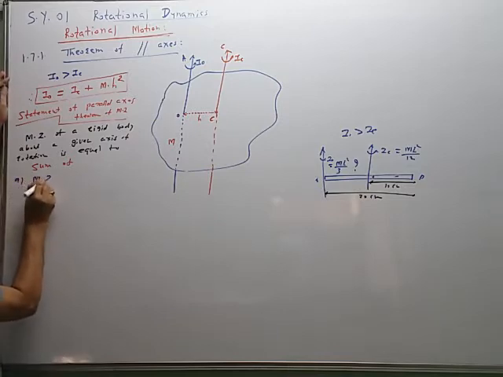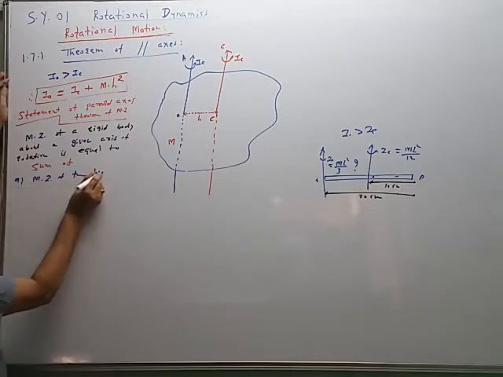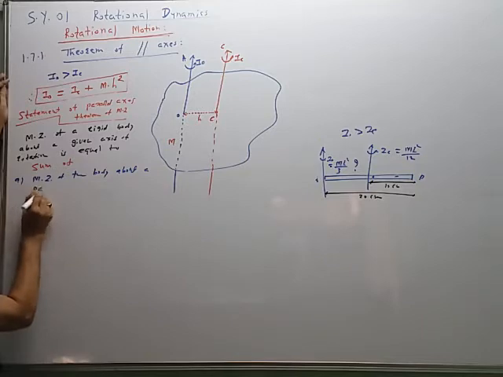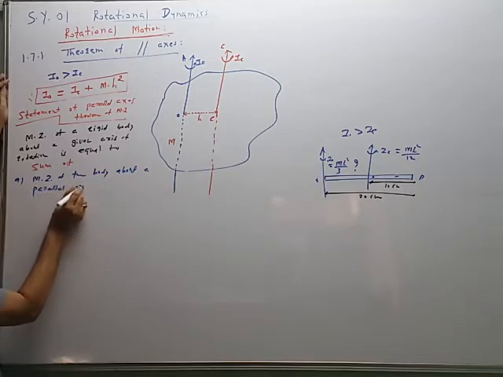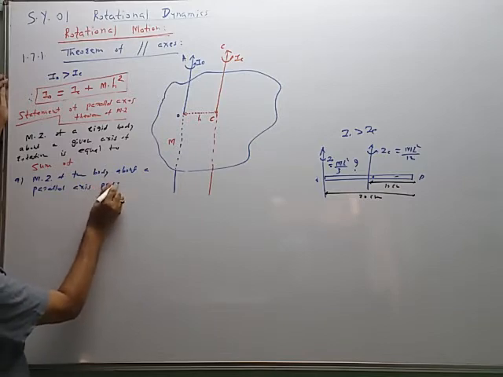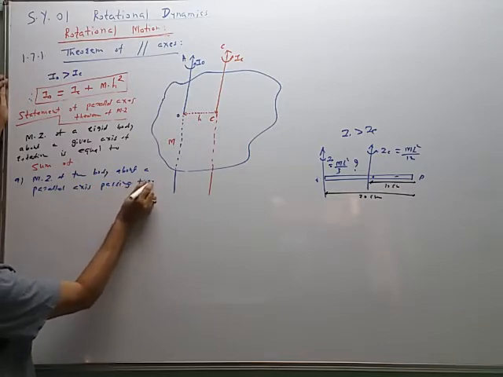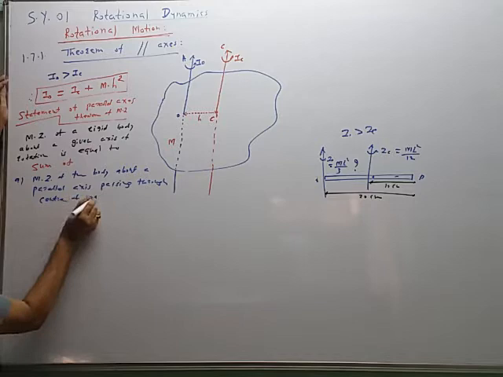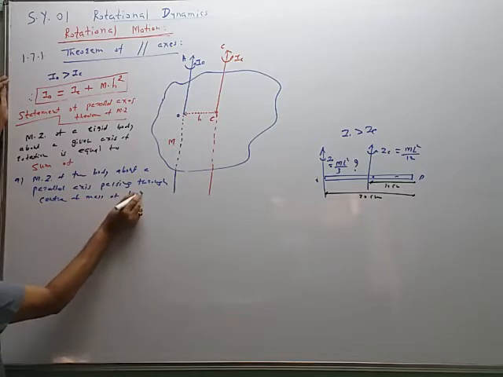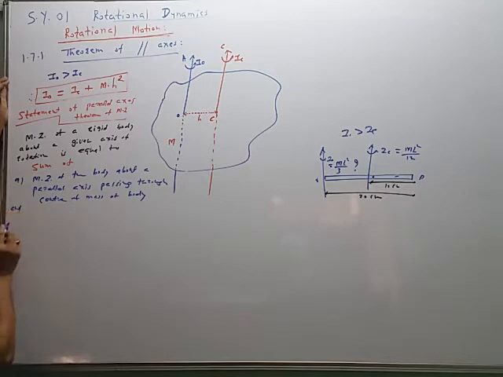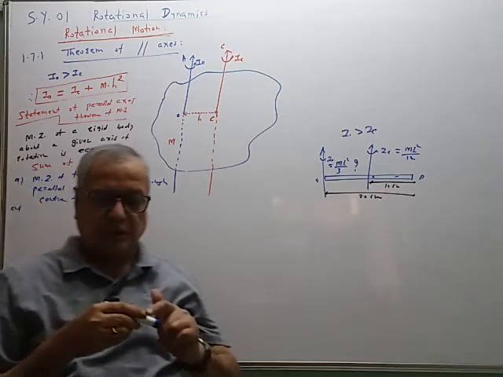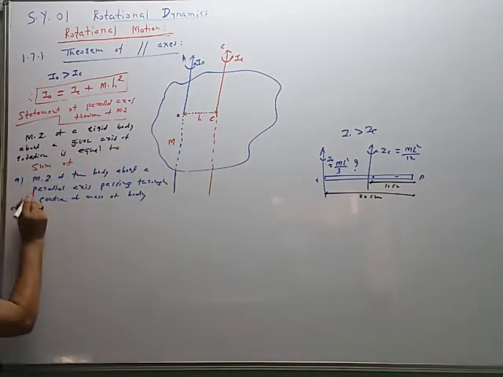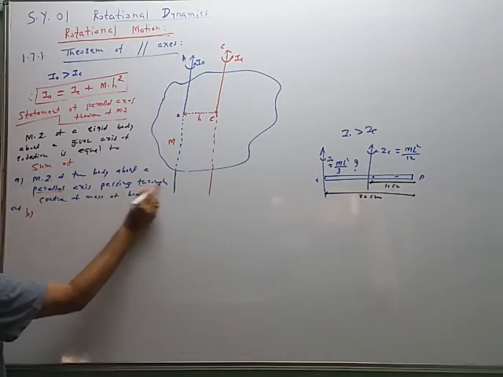A is the MI of the body about a parallel axis passing through the center of mass of the body, and the B part.